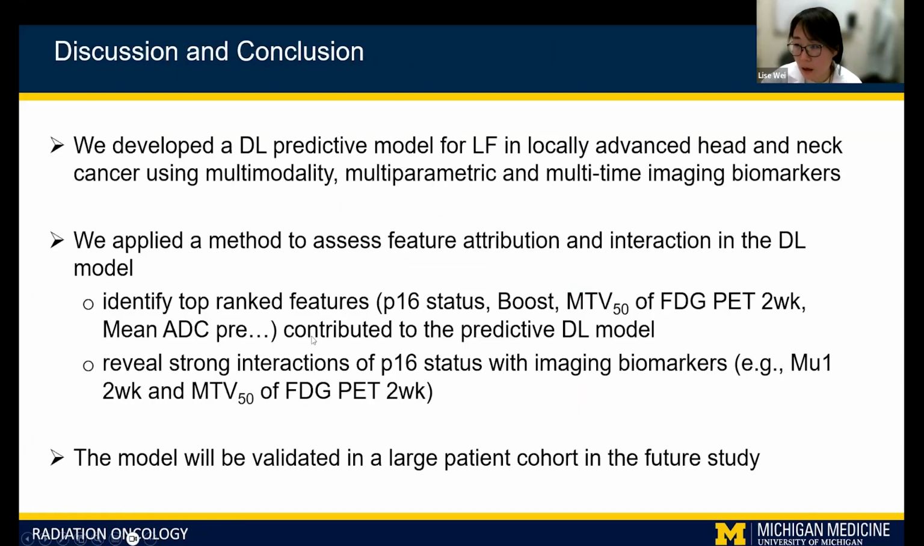For this project, we have a predictive model for local failure using all these multimodality, multiparametric, and multi-time point imaging biomarkers. And we learned how to assess feature attribution and interaction, identify the top ranked features, and review some of the strong interactions of the HPV infection status with imaging biomarkers. However, of course, this needs to be validated in a larger patient cohort.